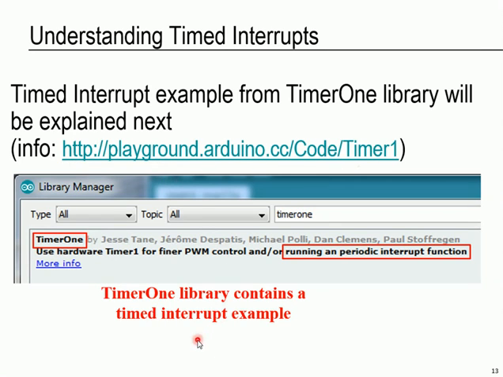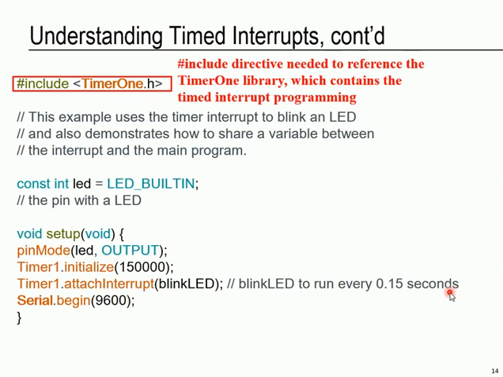Timer1 library contains several different examples. One is the timed interrupt example, which will run a periodic interrupt function. Let's take a look at how that program example works. First, at the very top of the program, they need to include the Timer1 file, saying the library itself, called Timer1, needs to be used by the rest of this program, so we have to include it.